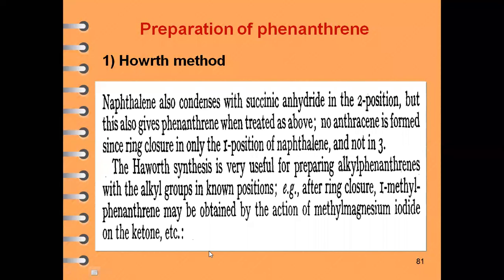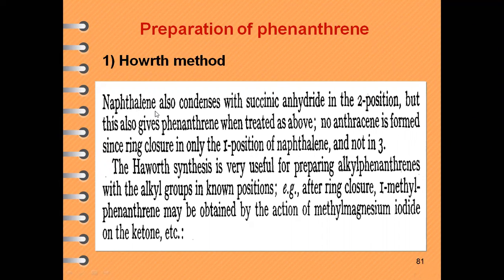Now, synthetic methods for the preparation of phenanthrene. The first method for the synthesis of phenanthrene uses naphthalene as a starting material, in which naphthalene is condensed with succinic anhydride. Just now we discussed that the structure is a fusion of 3 benzene rings. For the synthesis of phenanthrene, we use naphthalene as the starting material, which is a fused ring of 2 benzene rings.